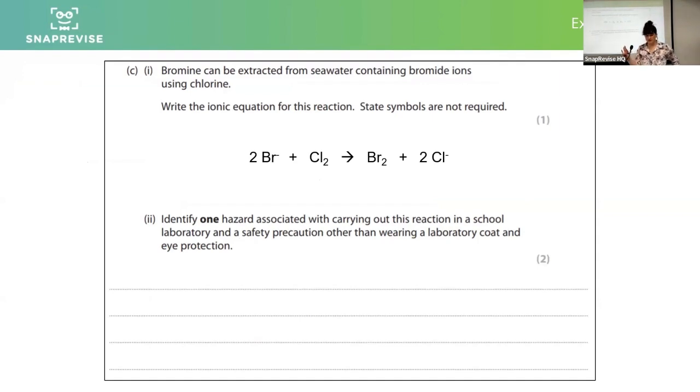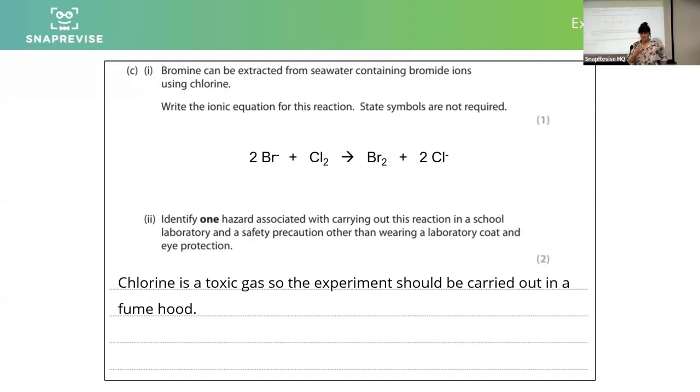1 mark for all of that. And then a hazard you could give that's specific to this reaction might be something like: chlorine is a toxic gas, so the experiment should be carried out in a fume hood. Something like that. 2 marks: 1 for giving your hazard and 1 for giving the safety precaution to deal with it.